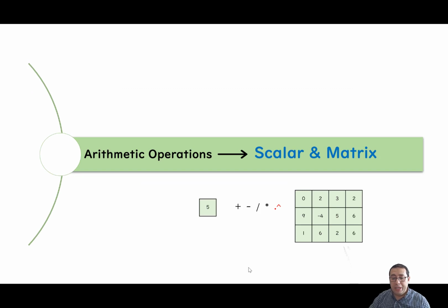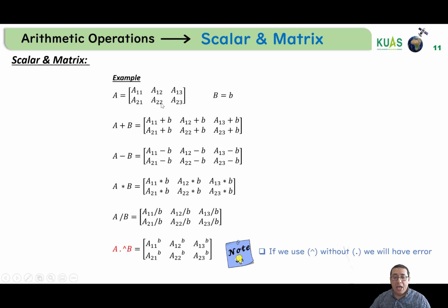In the second part, we need to consider the arithmetic operation between a scalar and a matrix. So we have only one number with a series of rows and columns. And let's consider this example. In this example, we have A, which is 2 rows, 3 columns. The elements are A11, A12, A13, and then A21, A22, A23. And B is a scalar variable with a value of small b. So if we say A plus B, it means that B will be added to every element in A.